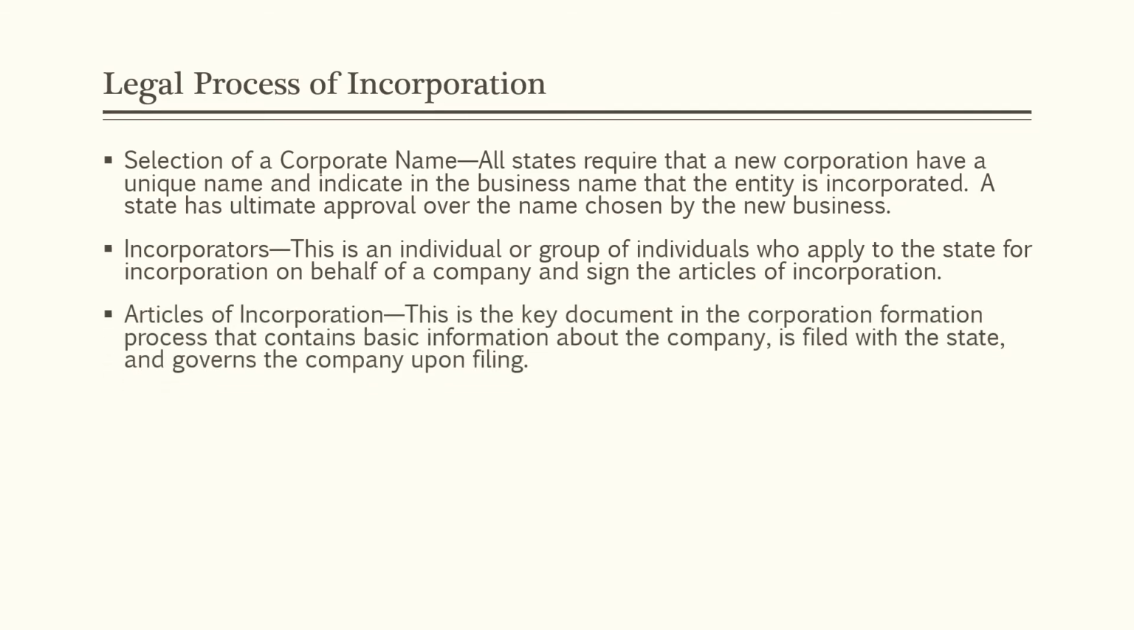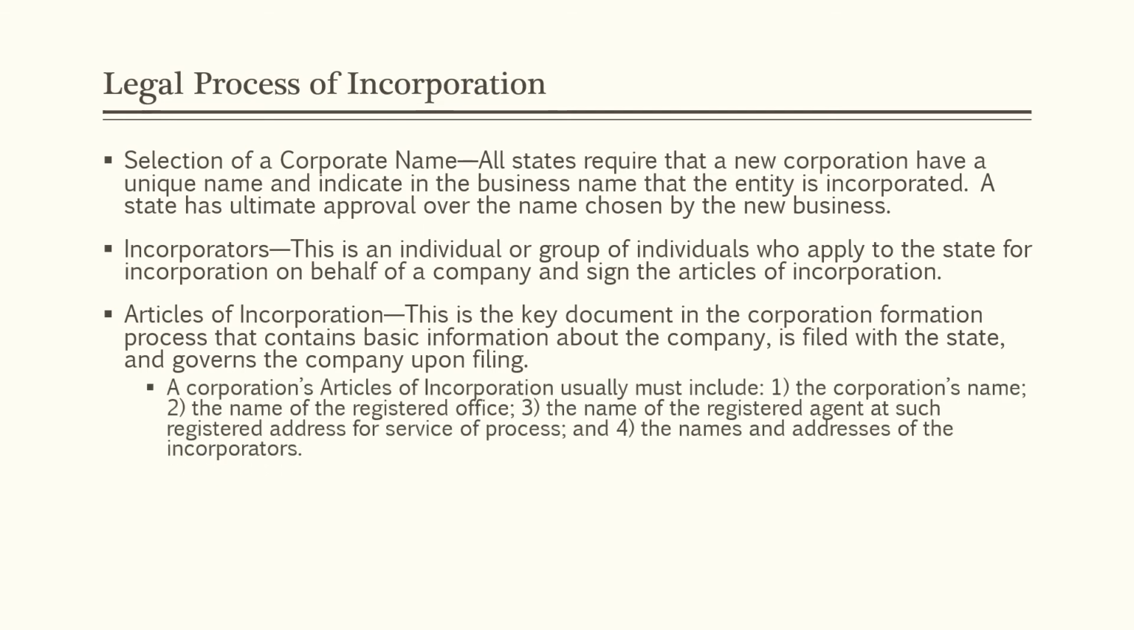The Articles of Incorporation themselves are a key document in the corporation formation process. They contain basic information about the company, they are filed with the state, and they govern the company upon filing. A corporation's Articles of Incorporation usually must include at least the corporation's name, the name of the registered office, the name of the registered agents at such registered address for service of process, and the names and addresses of the incorporators.